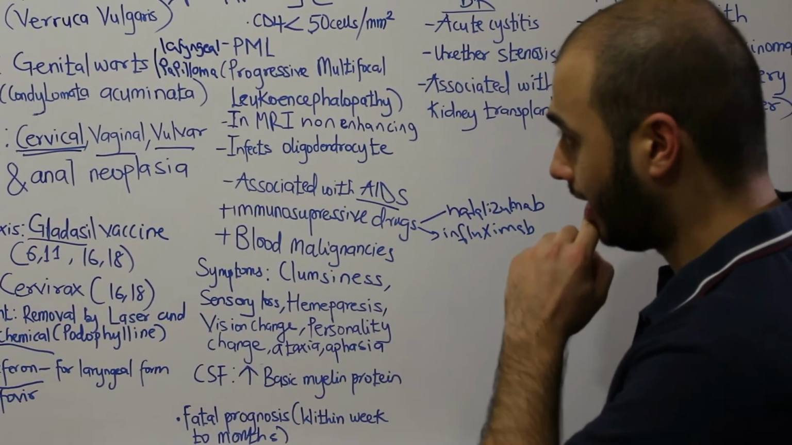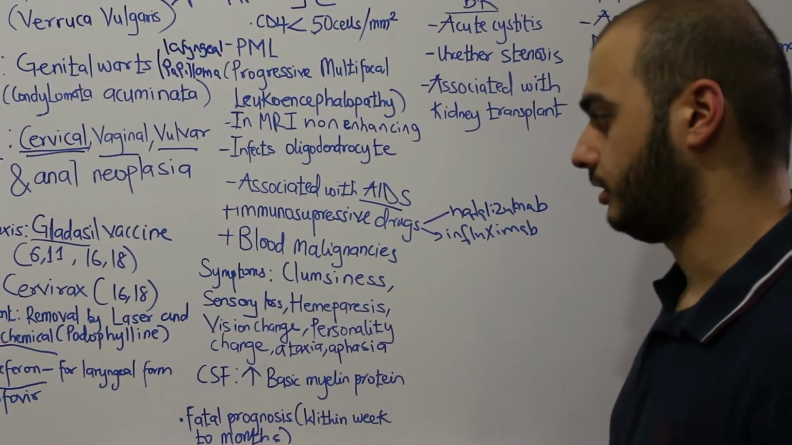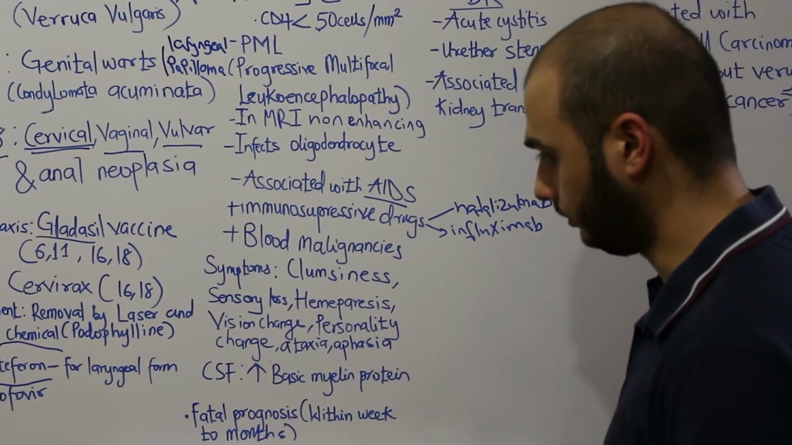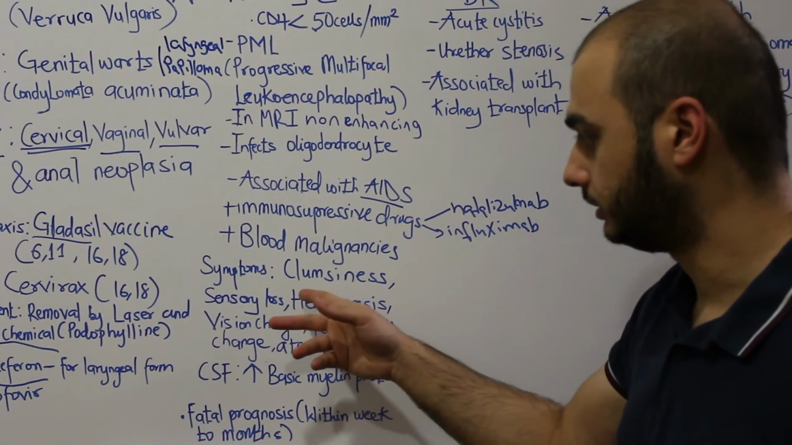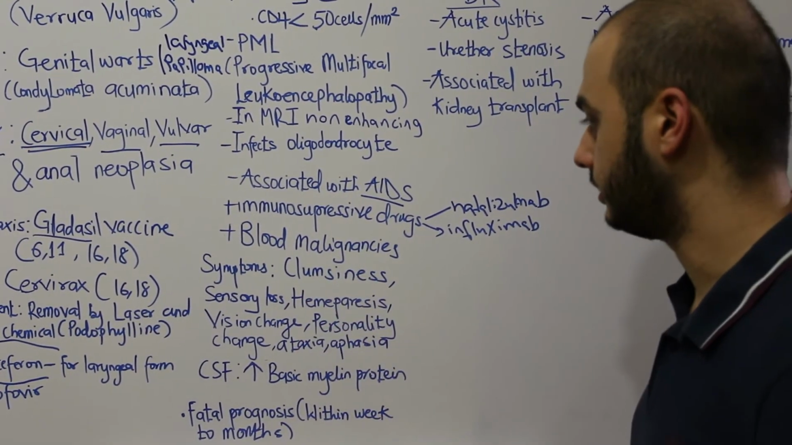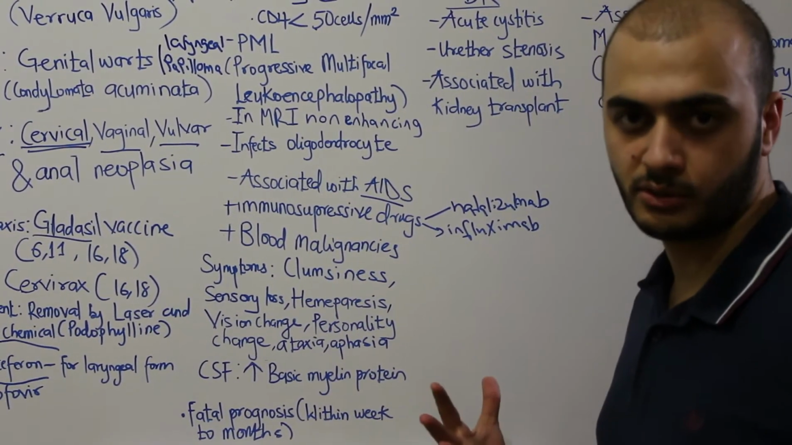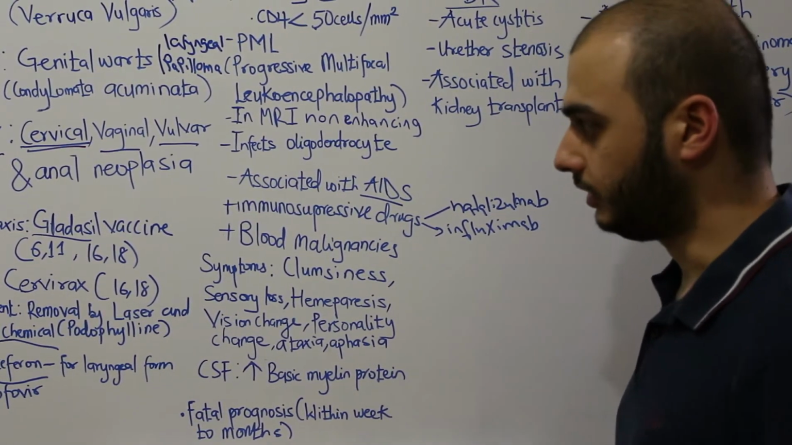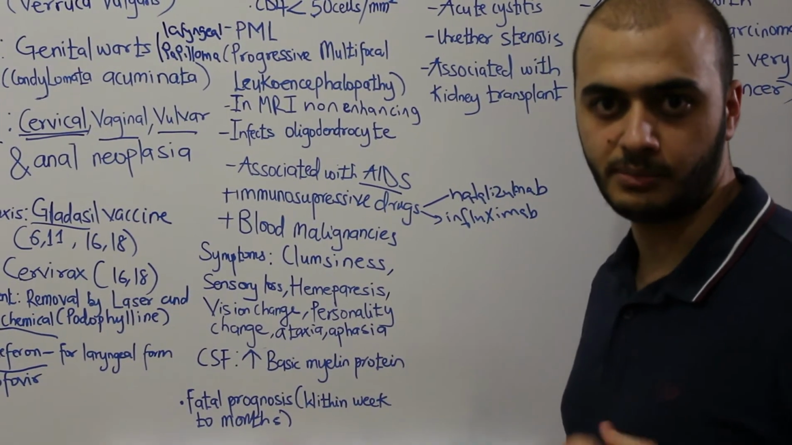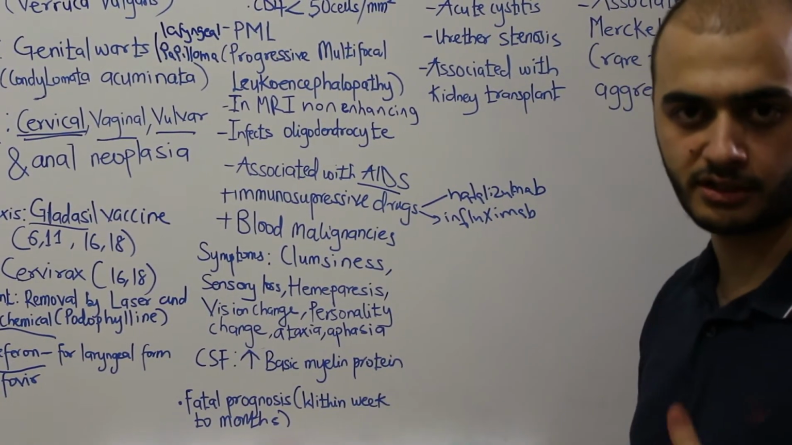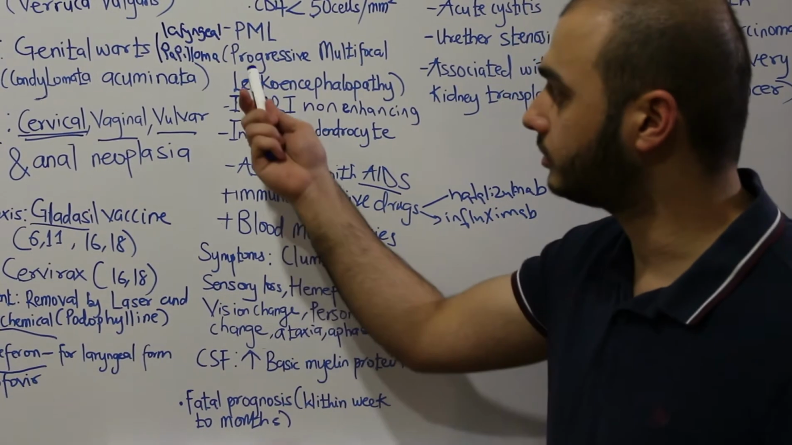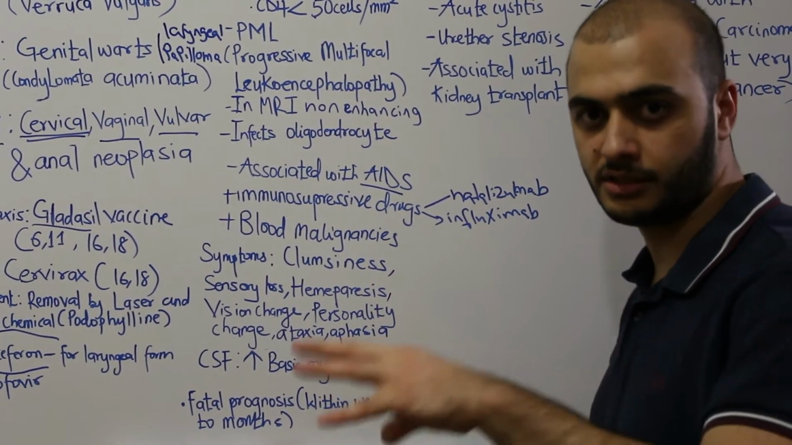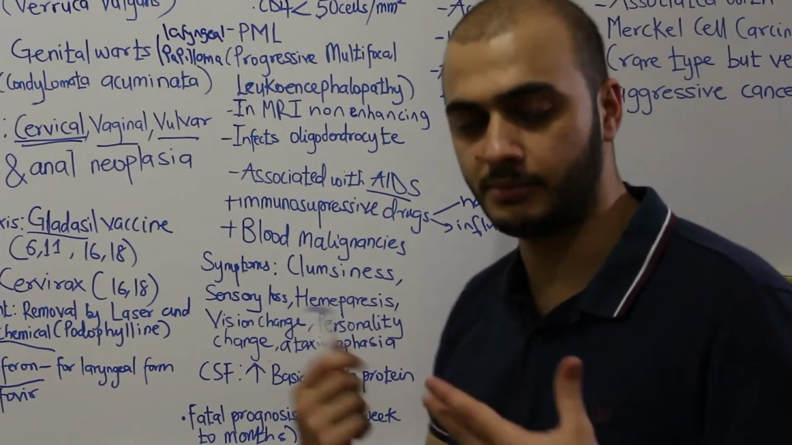Then PML disease symptoms, what does the patient complain of? First of all, early complaints are clumsiness, sensory loss and hemiplegia. Patient tells you, like, I feel weakness on one side of my body. It just starts as weakness, then progresses, and that's why they call it progressive. Multifocal because the lesions are in different areas of the brain.